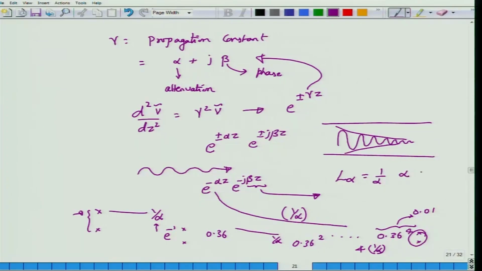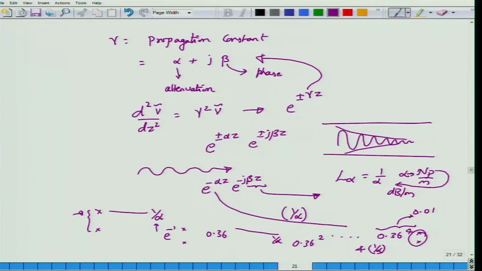Alpha is the attenuation constant that is measured in Neper per meter, but in practice this is also given in dB per meter. The conversion from Neper to dB, I will leave as an exercise to you. In the textbook it is quite clearly given, and I would refer you to the textbook.